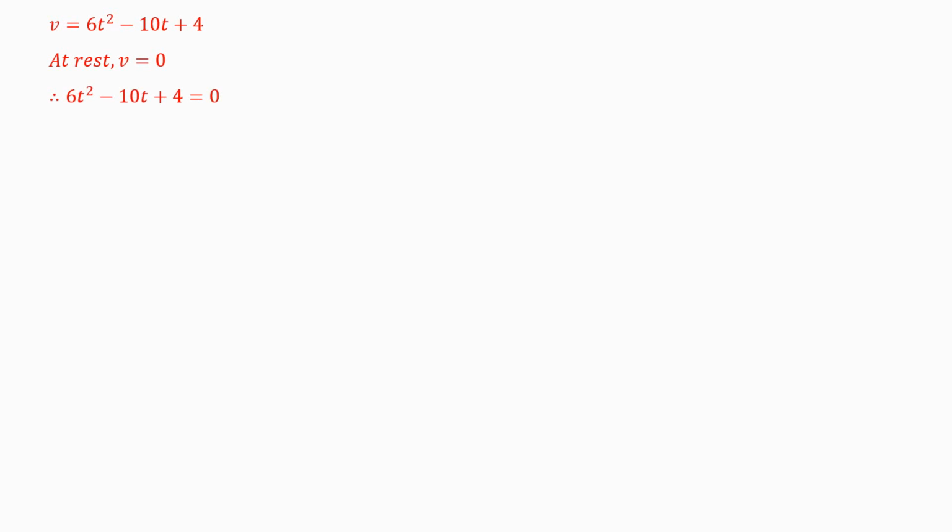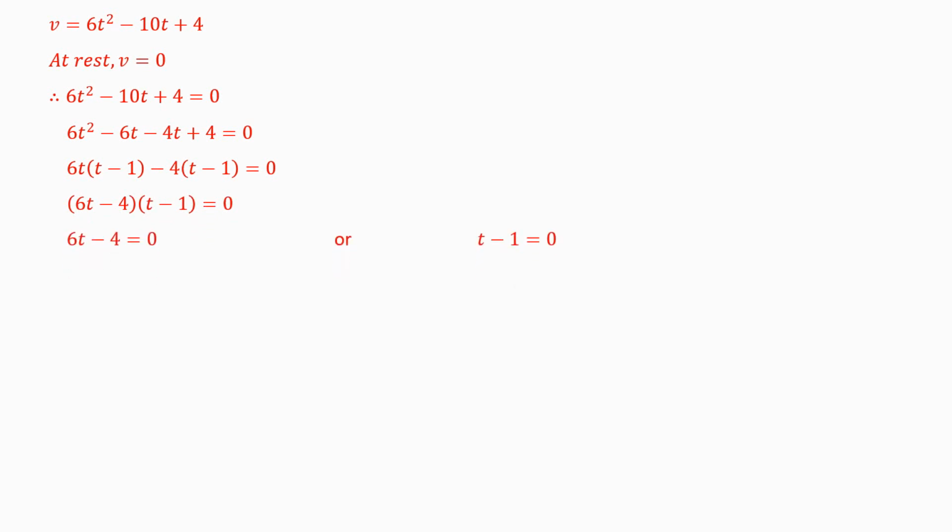Then we use factorization. The factors of 6 times 4, whose sum is -10, are -6 and -4. So we have 6t squared minus 6t minus 4t plus 4 is equal to 0. 6t is common in the first two terms, so we have 6t into (t minus 1) minus 4 into (t minus 1) is equal to 0. So (6t minus 4) into (t minus 1) is equal to 0. And so we have 6t minus 4 is equal to 0, or t minus 1 is equal to 0.